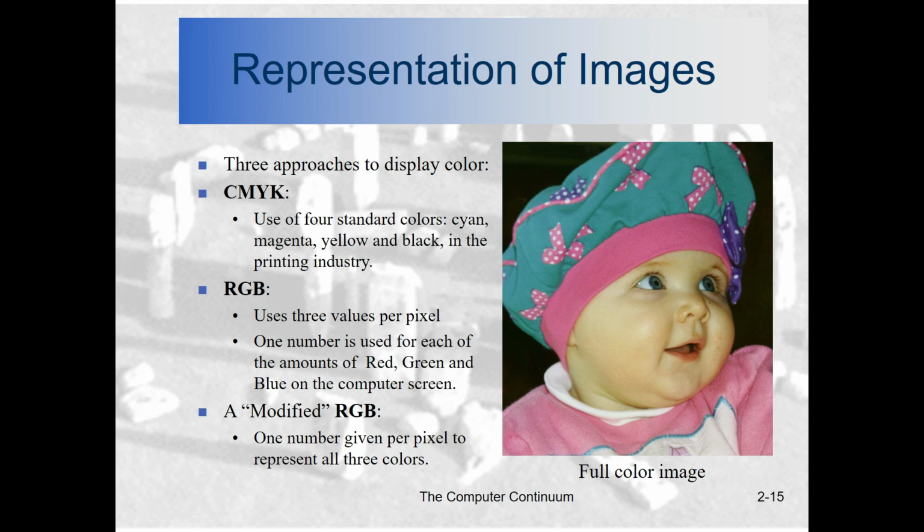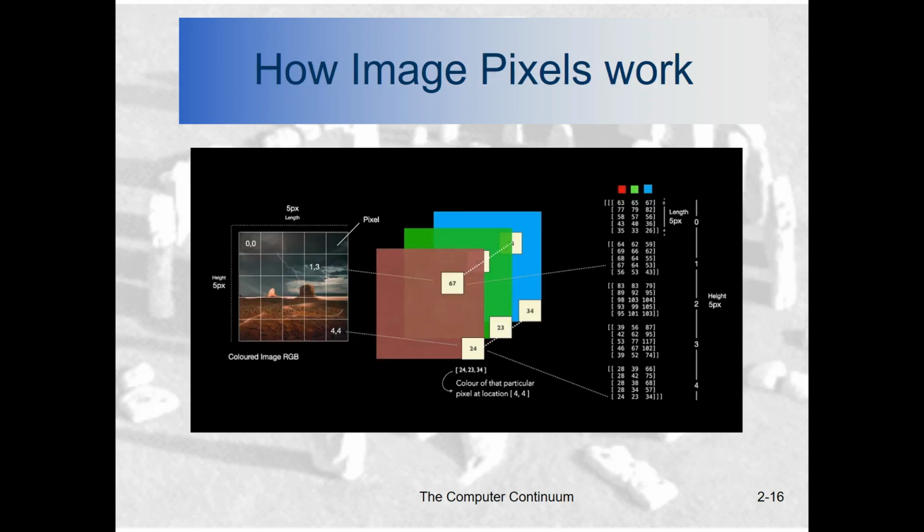Okay, so it uses 3 values per pixel. That could be red, green, and blue on a computer screen. So in RGB, one pixel is given numbers that represent all the 3 colors. So here comes the representation.